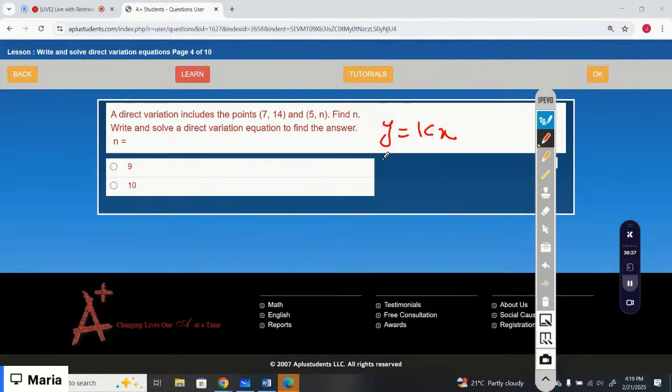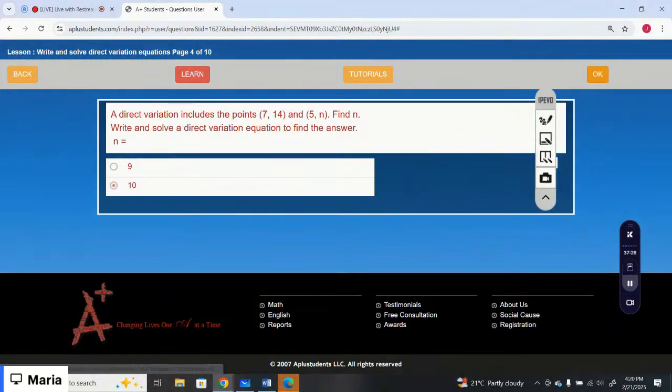Y equals kx. Y is 14. X equals 2. Y is 5 times 2 is 10. The correct option is 10. Option number 2 is the correct option.